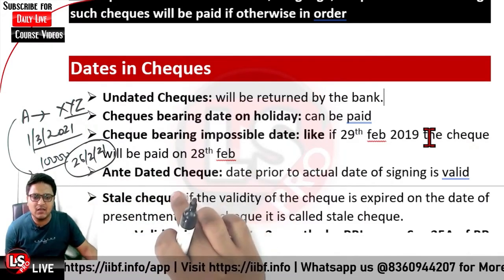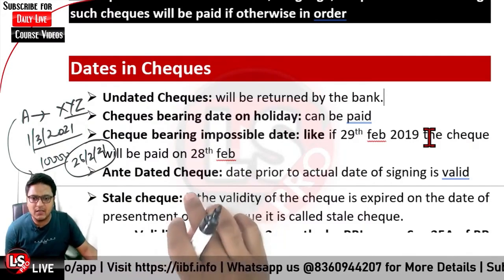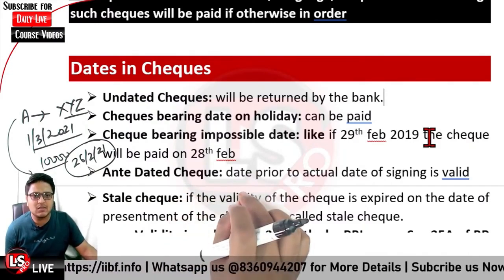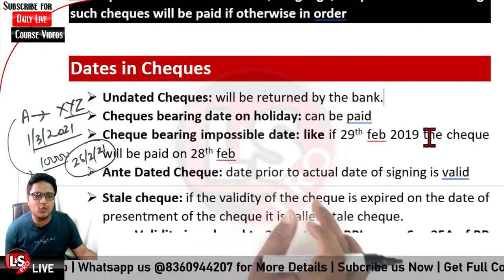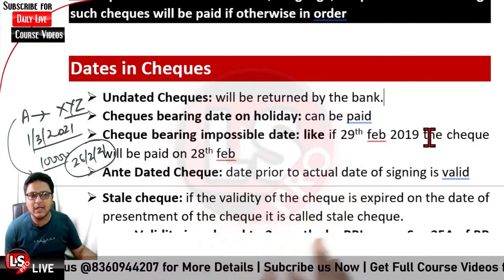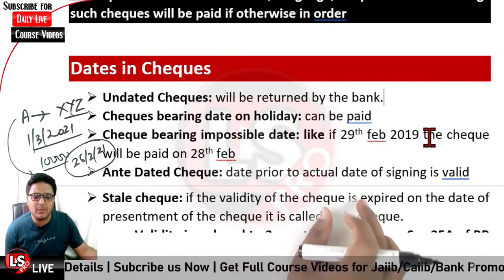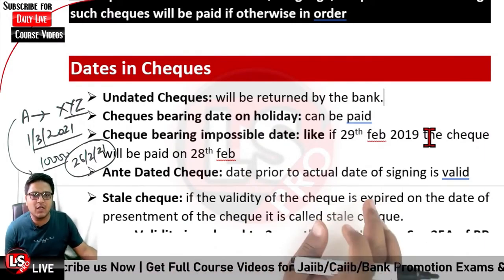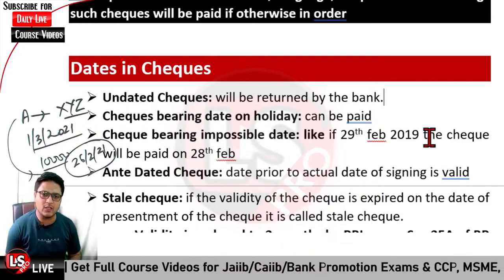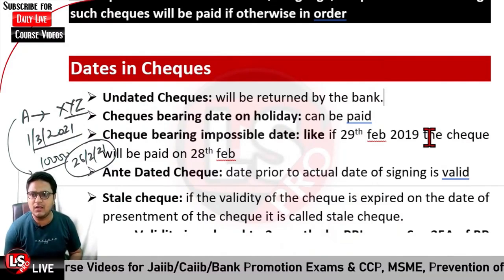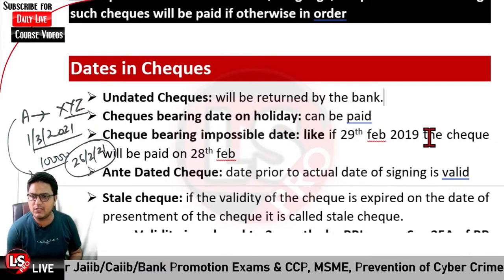It is an antedated check because it is dated prior to the actual date of signing, but it is a valid instrument, and the validity period will start from the date mentioned in the instrument itself.